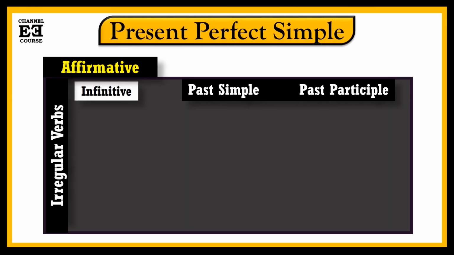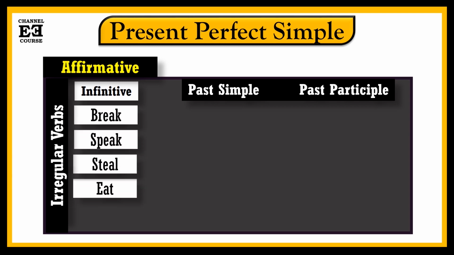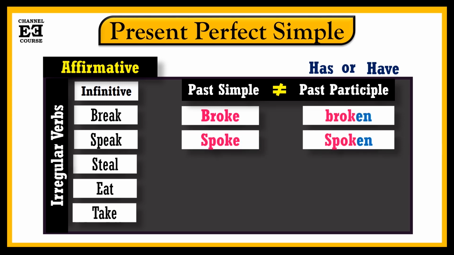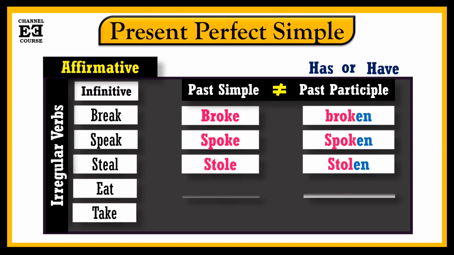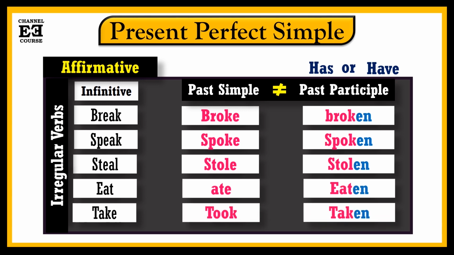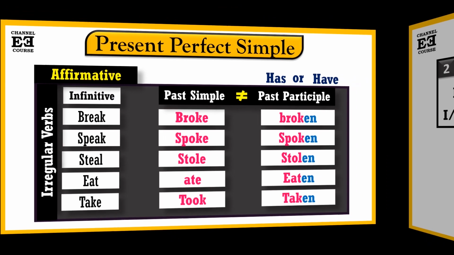However, many irregular verbs take a special form for their past participle, like break, speak, steal, eat, and take. In this case, the past participle is slightly different from the past simple. As you notice, broke, broken, spoke, spoken, stole, stolen, ate, eaten, and took, taken. Please check the description box for free download of more common verbs.